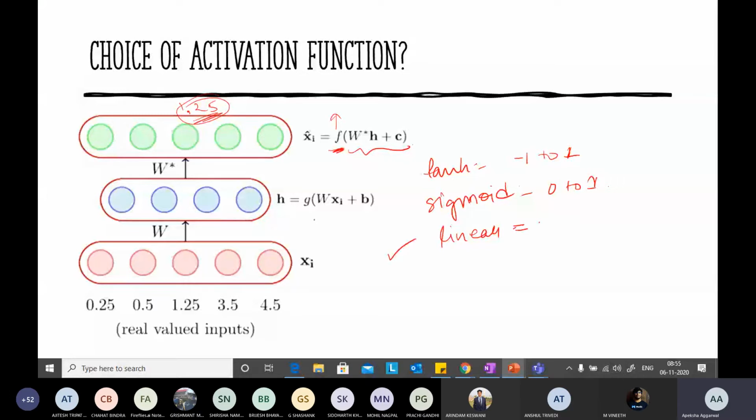Okay, Ma'am, can we use ReLU here? So what is the range of ReLU? 0 to infinity. So if my input value is minus 1.5, then it's not feasible, right? So generally it depends upon what kind of input you have. If you have only positive values you can use that.